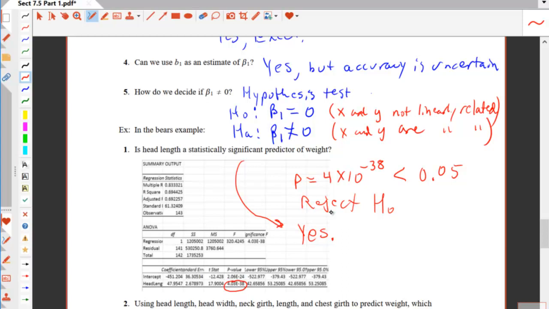This has implications for your project and for statistical practice in general. The fact that I have significant evidence that head length is a significant predictor of weight means that probably in my model I would want to use head length. It's valuable information in being able to predict weight.